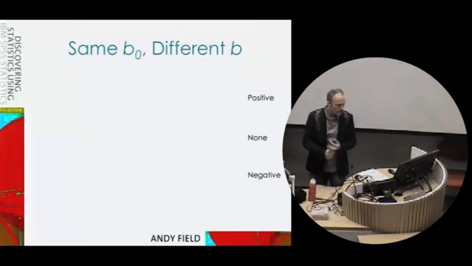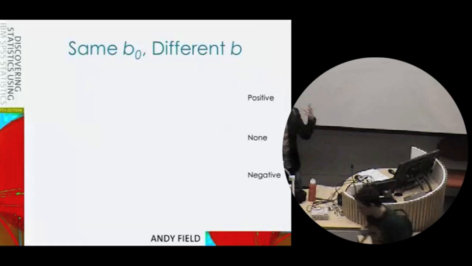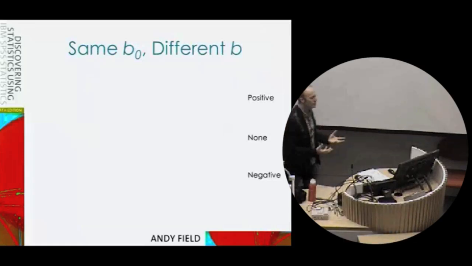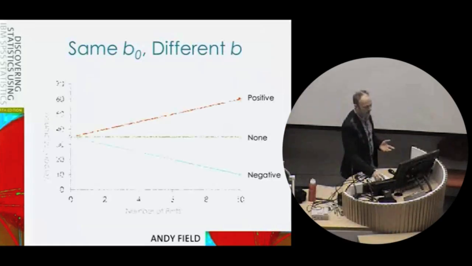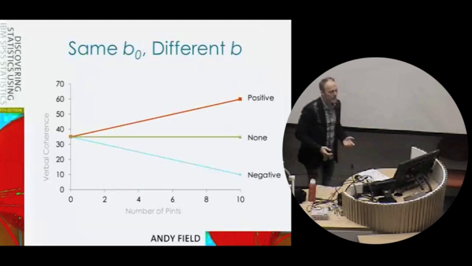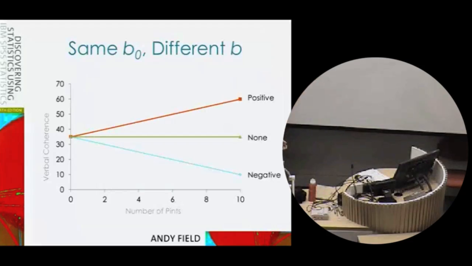So, just to ram this home, betas tell us about the shape of the model. So they define the model for us. They tell us what it looks like. So, for example, we could look at 3 models that have the same intercept, so they have the same value of the outcome as each other when the predictor is 0. But they have different shapes. So the beta ones are different.